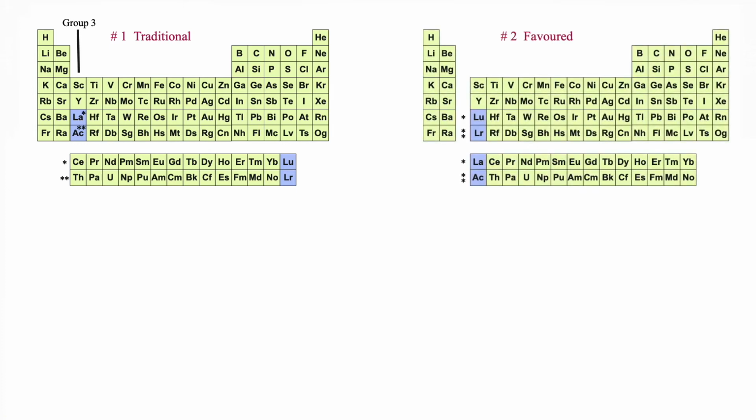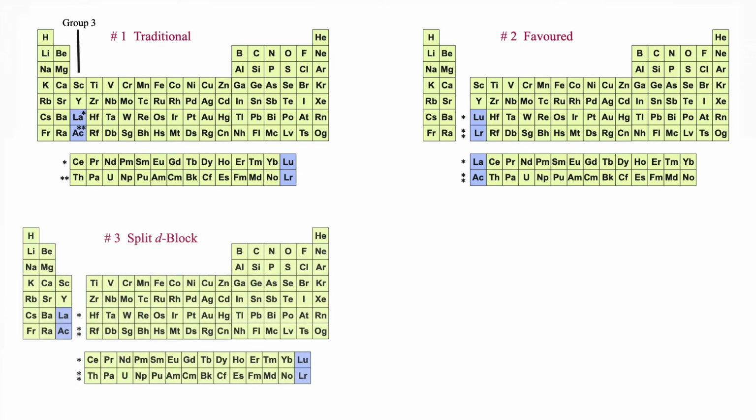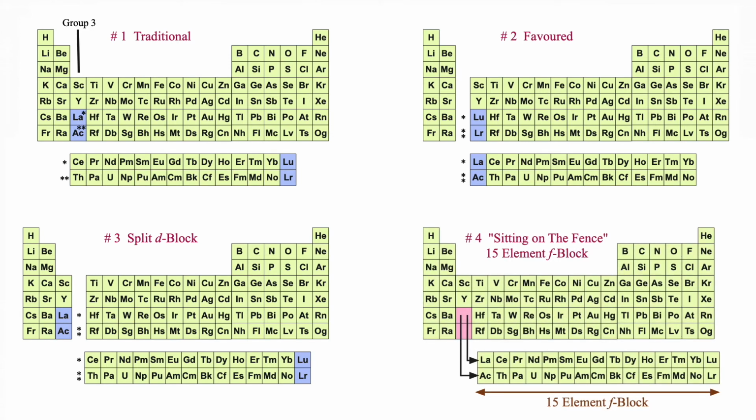Professor Scerri also notes that there are 4 ways of presenting group 3 in the 18-column periodic table. First, we have the traditional form, scandium, yttrium, lanthanum, actinium, with the lanthanides cerium to lutetium. Secondly, we have the favoured form, which is scandium to lawrencium, with the lanthanides being lanthanum to ytterbium. Thirdly, we have a split d block form with the lanthanides being cerium to lutetium. And finally, we have a sitting on the fence form, which gives the lanthanides as lanthanum to lutetium.